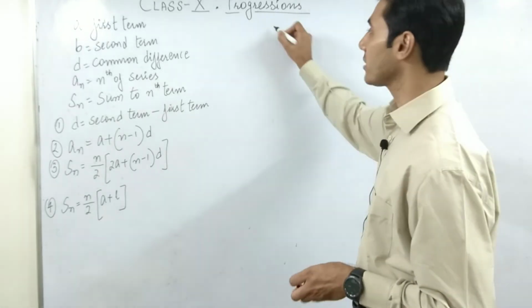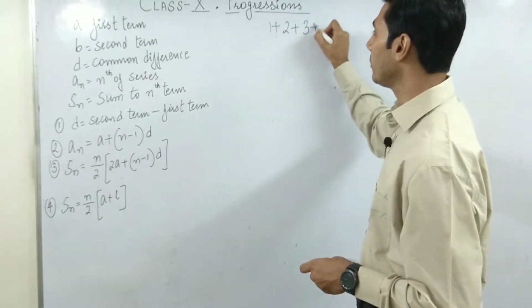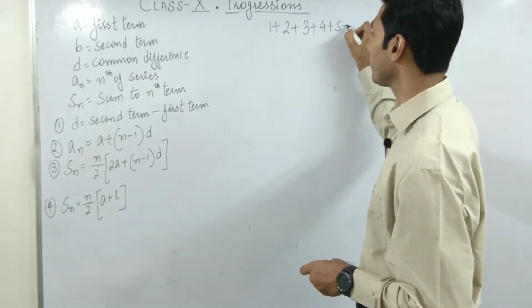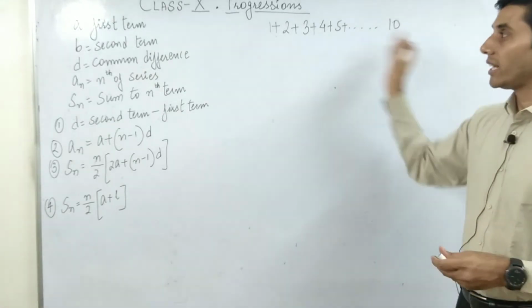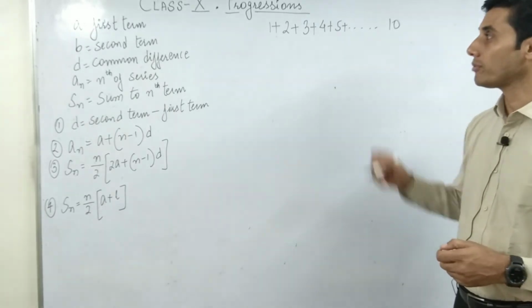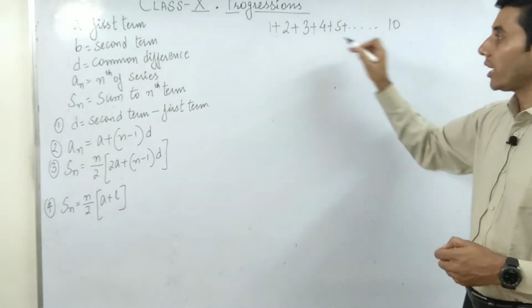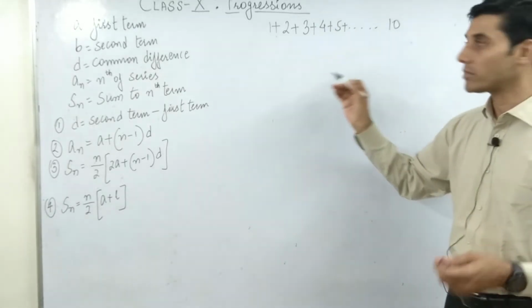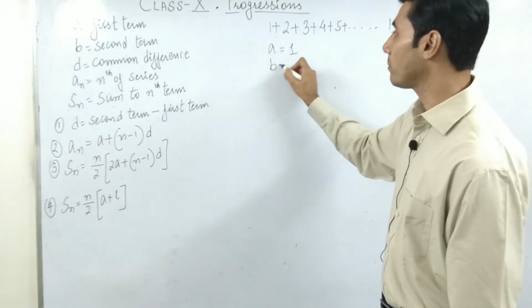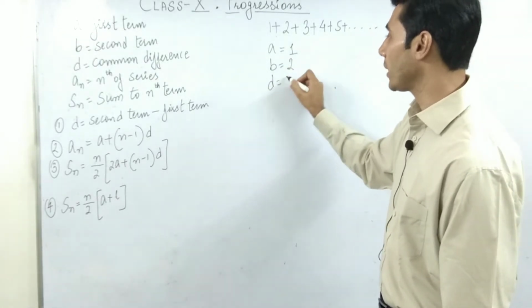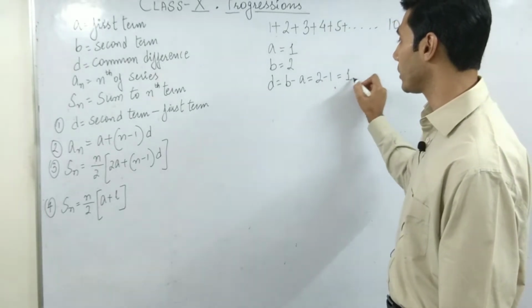So let's take a series all the way from 1 plus 2 plus 3 plus 4 plus 5 plus ... till 10. ये एक सीरीज है जिसका मुझे सम निकालना है. Okay, so I need to find out the sum of this series starting from 1 and ending on 10, and there are total number of 10 terms. So let's write the terminologies. A should be equals to 1, B should be equals to 2, D should be equals to B minus A. It should be equals to 2 minus 1, that is equals to 1.